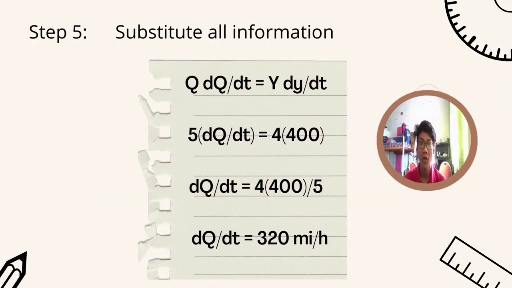Lastly, step 5 or final step, we will substitute all information. So we know the equation is q dq over dt equal y dy over dt. So we substitute q with 5, y with 4, dy over dt equal to 400. So 5 we move to the right, it becomes divide. dq over dt equal 4 multiply 400 and divide by 5, and solve the equation, and the answer is 320 millimeter per hour.